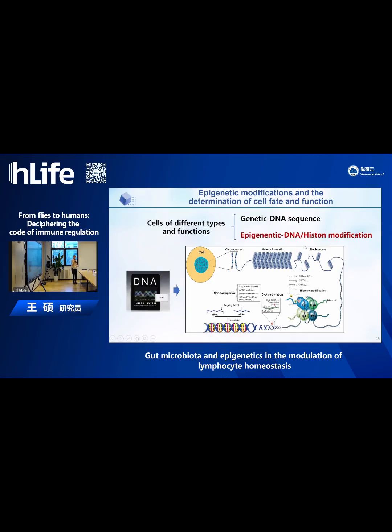Because every cell has the same genome. That means the DNA sequences are the same, but different types of cells have different functions because they have different types of epigenetic modification. If the DNA sequence is like a book, the epigenetic modification is like the bookmark or the table of contents of the book, and tells us how to read this book.